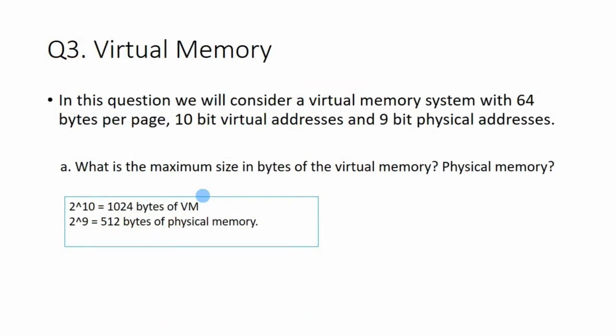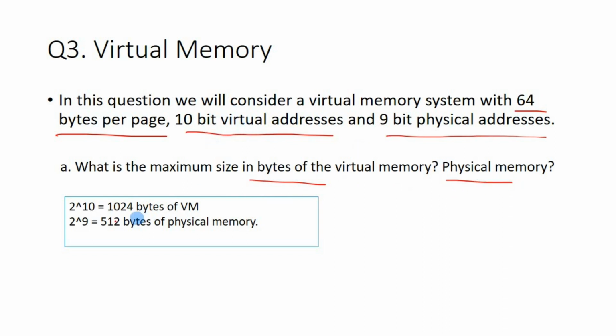Now the next question is on virtual memory. In this question, we will consider a virtual memory system with 64 bytes per page. So within a single page, you have 64 bytes, and you have a 10-bit virtual address and a 9-bit physical address. What is the maximum size in bytes of the virtual memory and the physical memory?